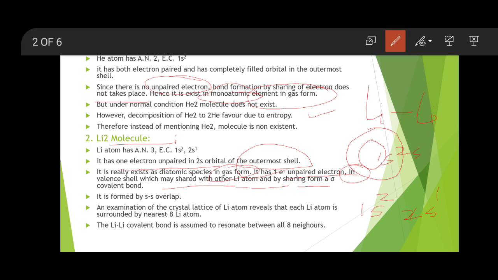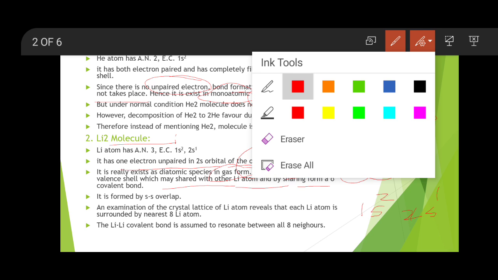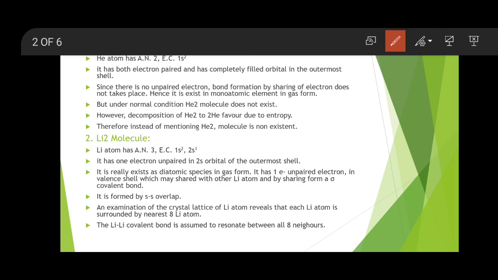a lithium sigma bond. Okay, so everybody remember, here the s orbital of the first lithium atom overlaps with the s orbital of the second lithium atom. So this is, let's say, the 2s orbital of lithium, this is the 2s orbital of lithium, this is the first lithium, this will be the second lithium. So in both there is a single electron. When they share their electrons, now they become paired.